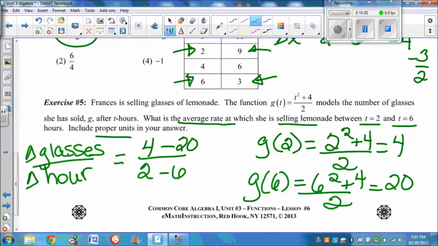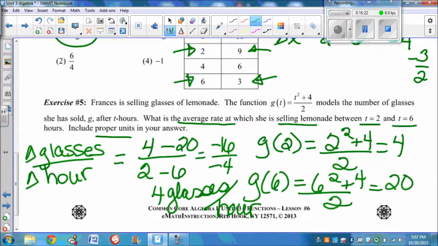So I want to know now what is her average rate at which she is selling lemonade between these 2 hours. So we end up with negative 16 over negative 4, which we know divides into 4. And now let's attach the units. Glasses per hour. Okay, 4 glasses per hour.